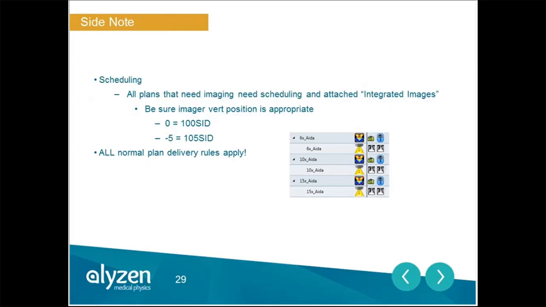Note that every kind of normal plan delivery rule applies. If you don't have a tolerance table, it won't be happy. If you don't have couch values, it isn't very happy and doesn't really deliver. And you'll be frustrated because you have to go back and reset all that stuff before you can deliver.